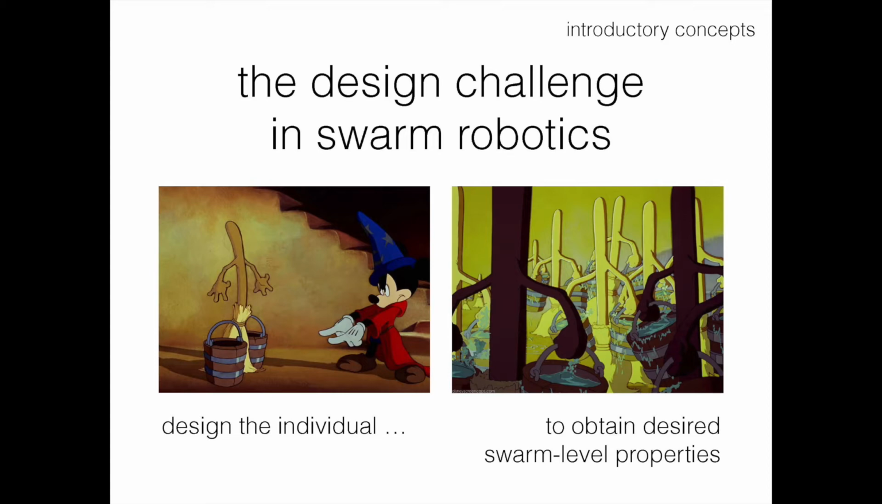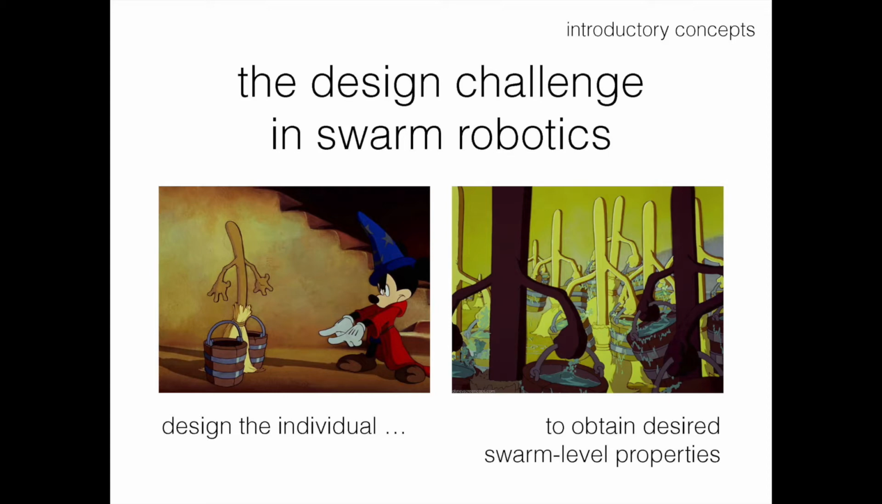The peculiarity of this design problem is that specifications are naturally expressed at the level of the swarm. Indeed, we want the swarm to do something. And typically, what we want the swarm to do is something that the individual robots are not able to perform on their own, individually. And they indeed need to cooperate to achieve their goals.